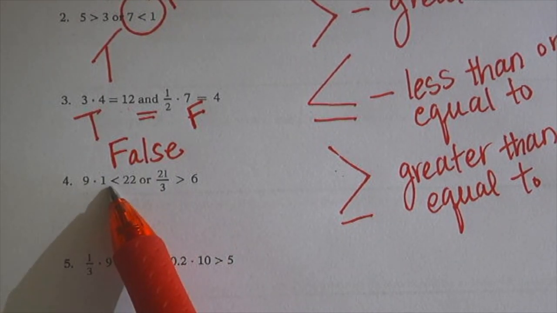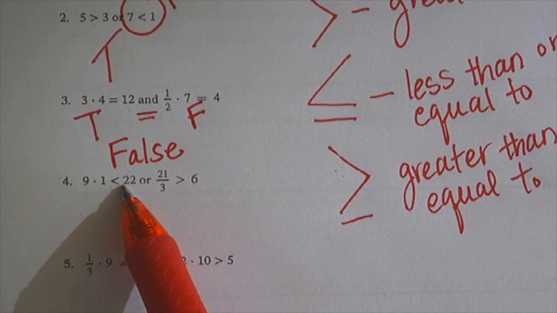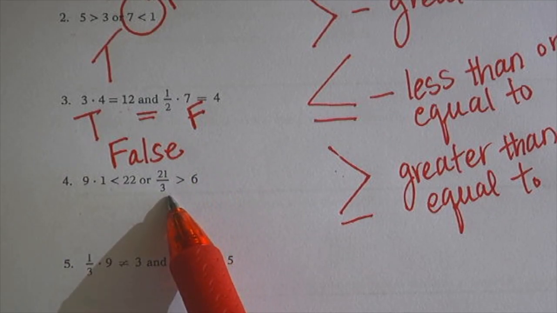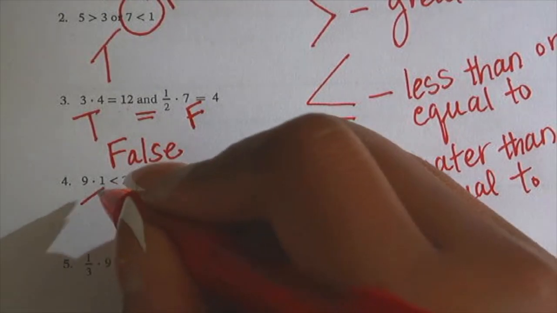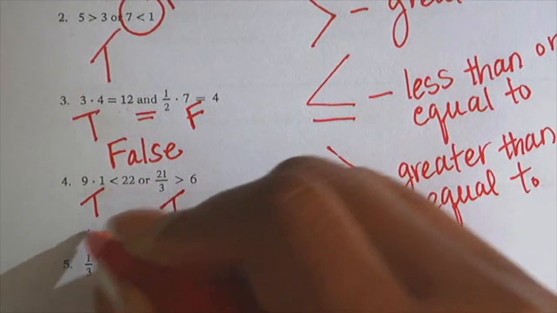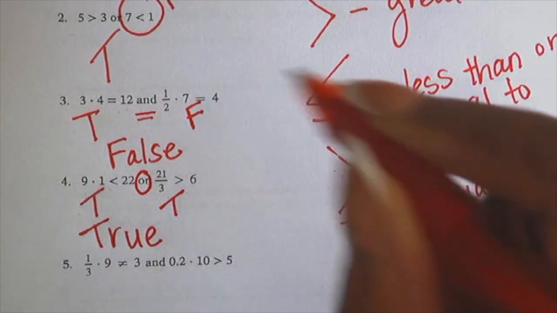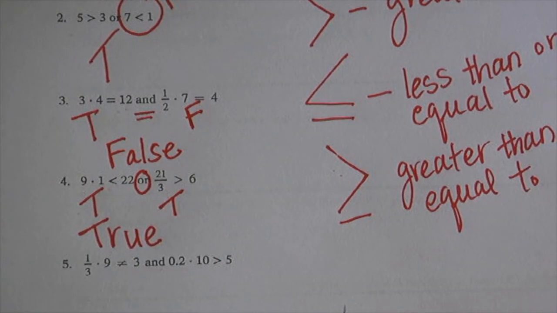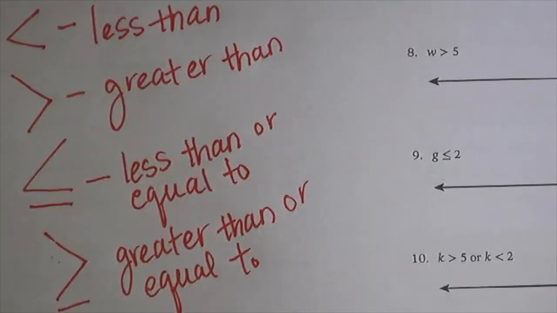All right, let's do a couple more. 9 times 1 is 9. Is that less than 22? Yes. 21 divided by 3 is 7. Is that greater than 6? Yes. Both of these are true, which means the whole statement is true. And both of them had to be true because we had or. If that's enough of that, let's move into graphing these compound statements.